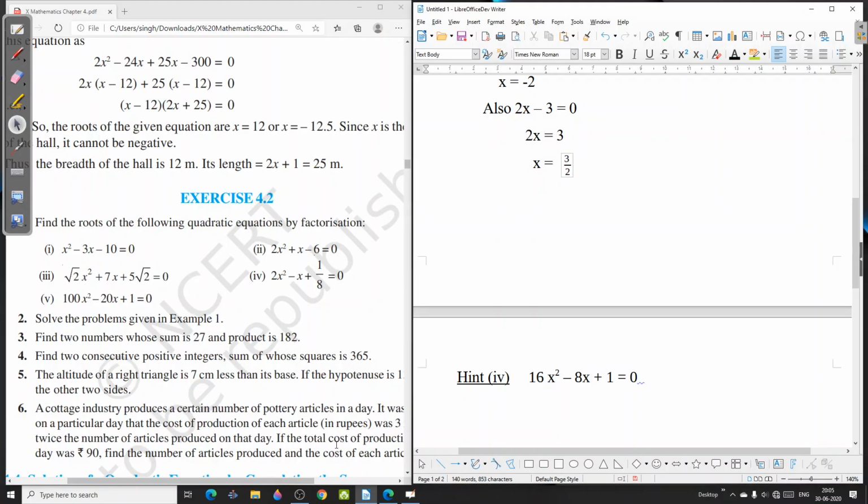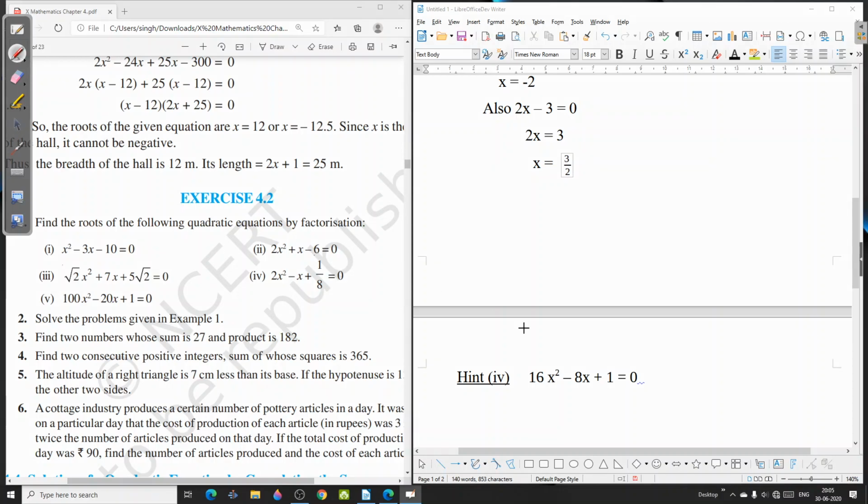Now, let me give you the hint for the fourth part. Here we are having 2x square minus x plus 1 by 8 equal to 0. Now, in the third term we are having 1 by 8, so that may be somewhat problem creating. So, first of all, multiply both sides by 8. When you multiply both sides by 8, what you will get is 8 into 2, that will become 16x square minus 8x plus 1 equal to 0.